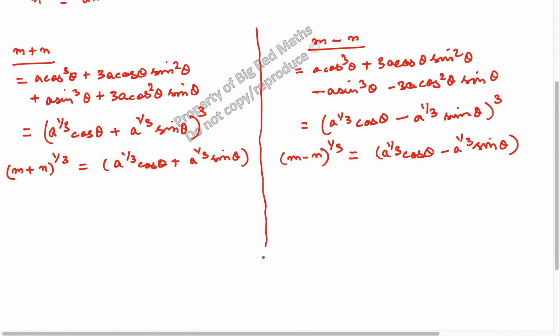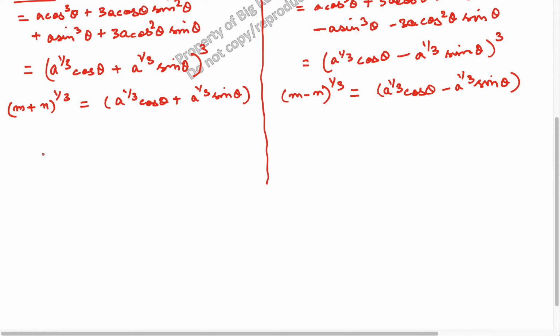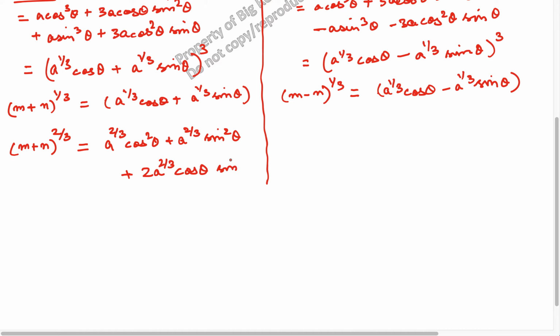Now you see, the question says what is (m plus n) whole to the power 2 by 3. (m plus n) whole to the power 2 by 3 will be equal to the square of this. So this will be a to the power 2 by 3 cos square theta plus a to the power 2 by 3 sine square theta plus 2a to the power 2 by 3 cos theta sine theta. Okay, this is (m plus n) whole to the power 2 by 3.